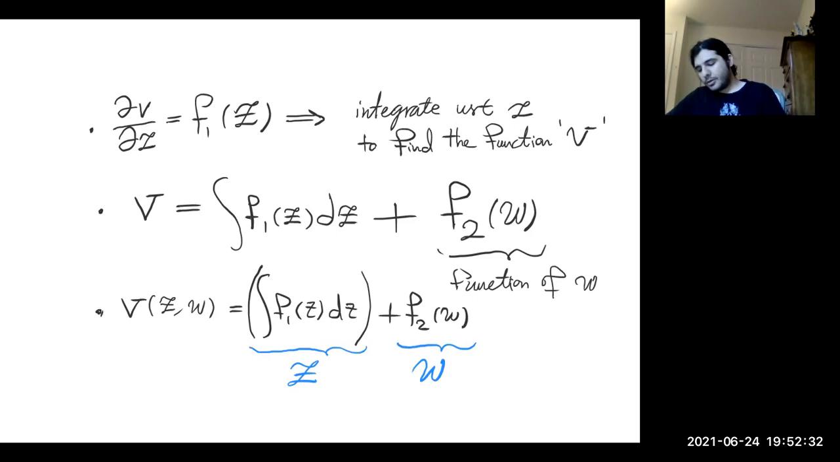But now we want to go back to the function u. Really what we were looking for was u. It was not v, right? The original equation was an equation for u, right? We were trying to solve this one.